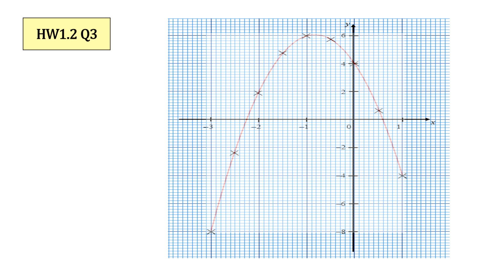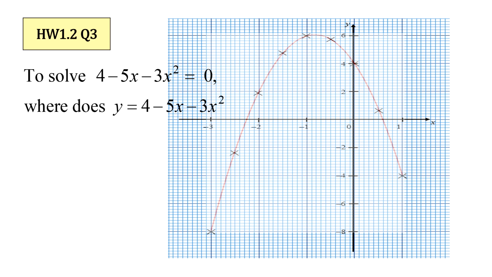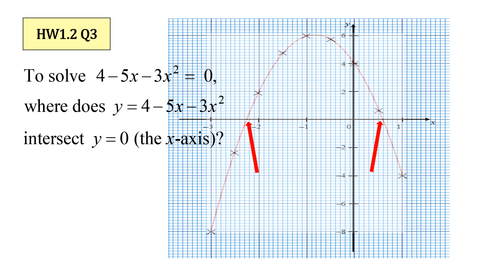And this is a diagram you get after plotting the points and then joining these points with a smooth curve. So the question says to solve this particular equation. Where does y equals 4 minus 5x minus 3x squared intersect y equals 0, the x-axis? The arrow shows you one of the points of intersection and the other point of intersection. So your job is to determine the x values at these 2 points.